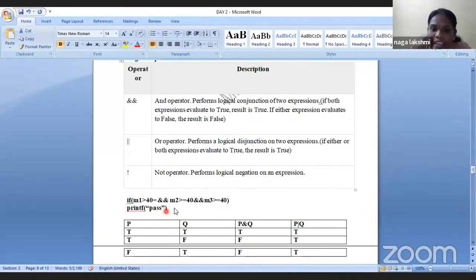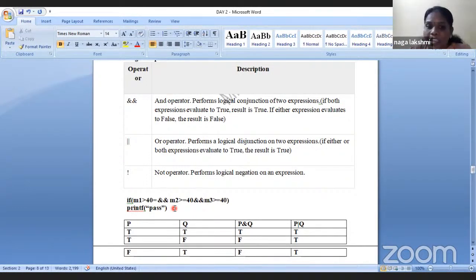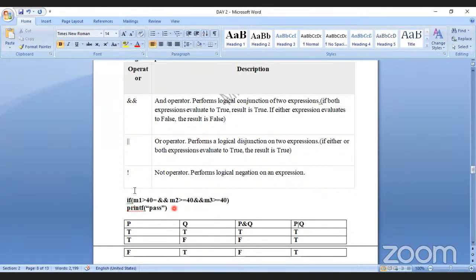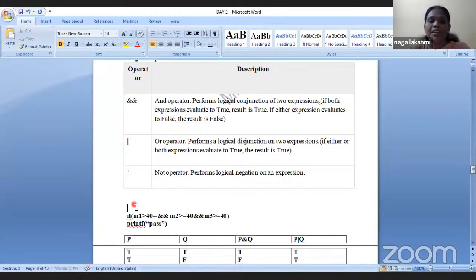So here I have taken 3 subjects. This is the condition. Whichever student, how many subjects are here? 3 subjects. In each subject, he or she should get greater than or equal to 40. Then he is treated as pass. Means one student got... someone has to mute yourself, girls.